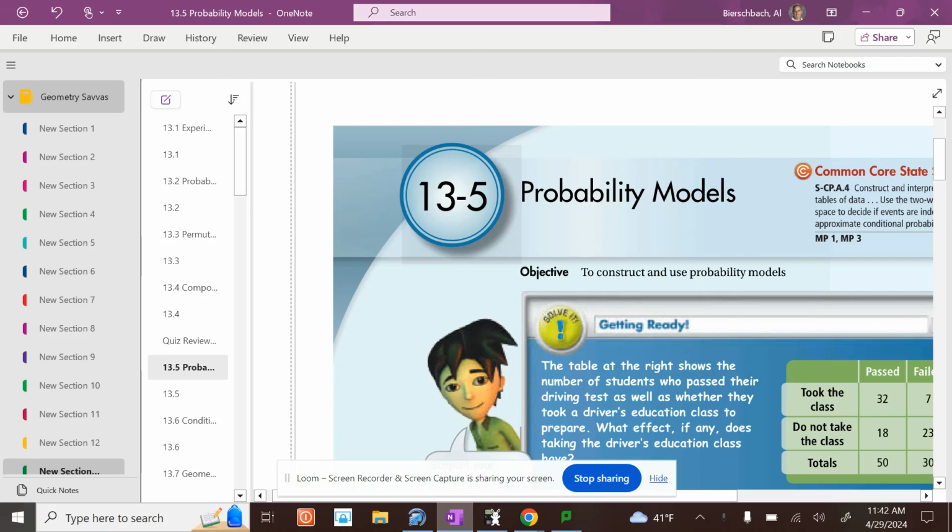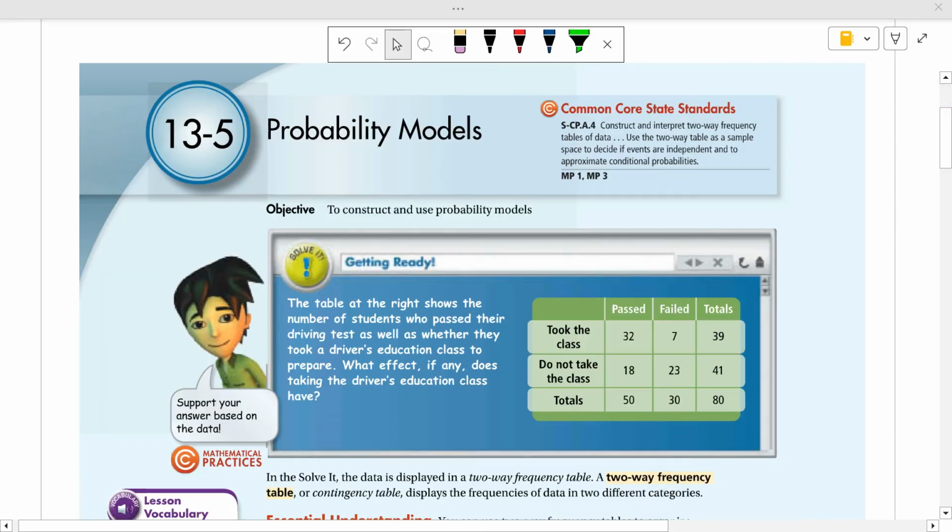Probability models. All right, probability models, we're using charts again to figure out probability.